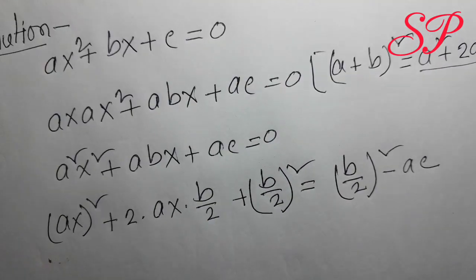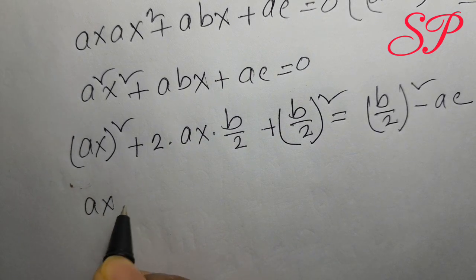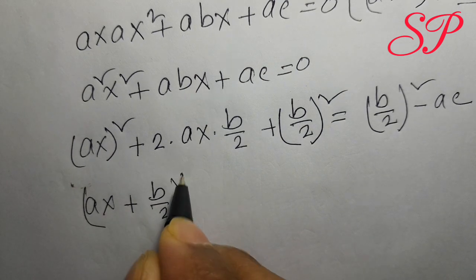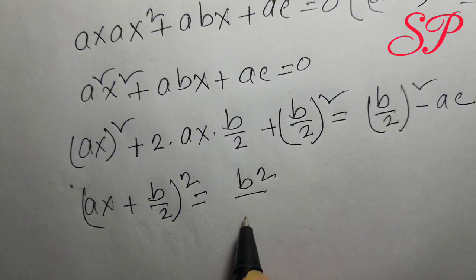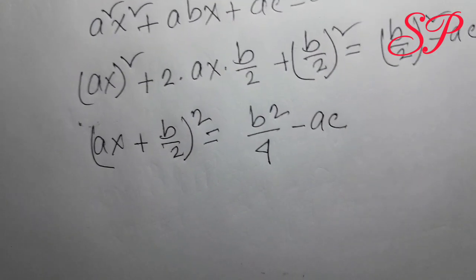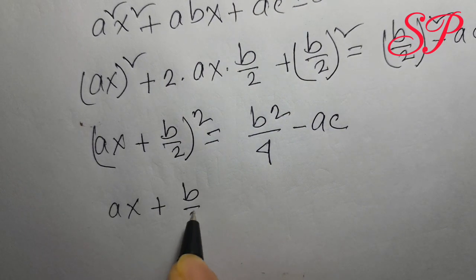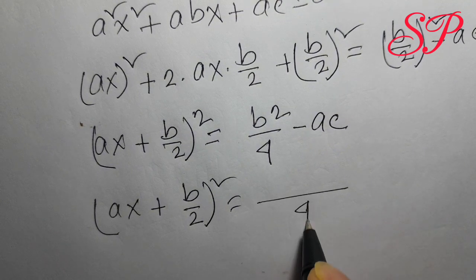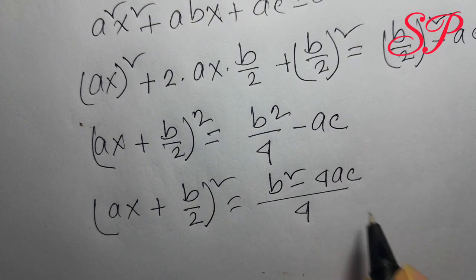Okay, and now we can write the left side as ax plus b by 2 all square. Okay friends, and here the right side we can write b square by 4 minus ac. Okay, and for ax plus b by 2 all square, we simplify this to b square minus 4ac by 4.